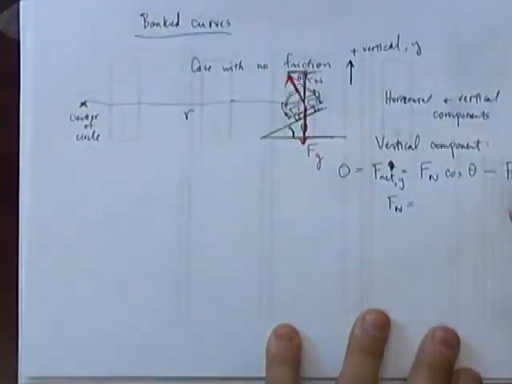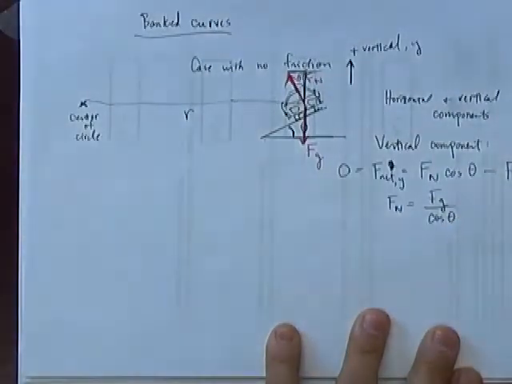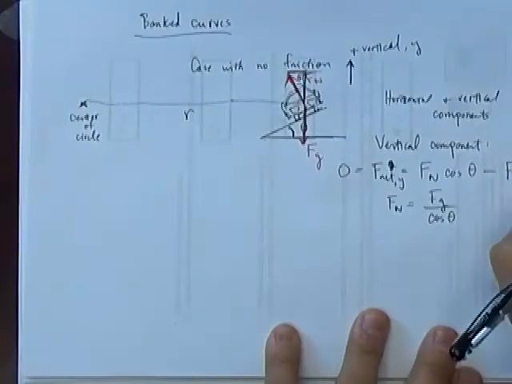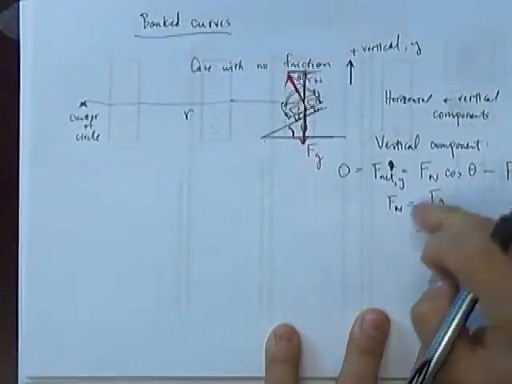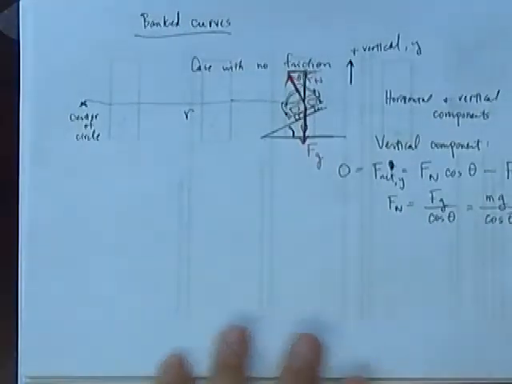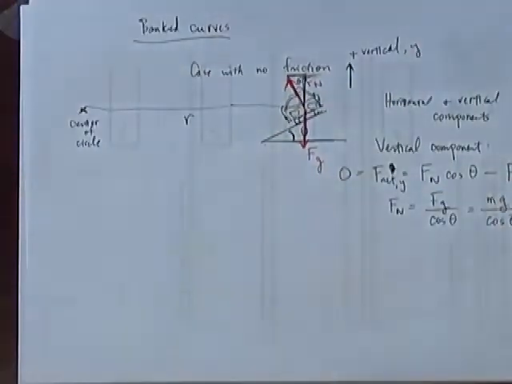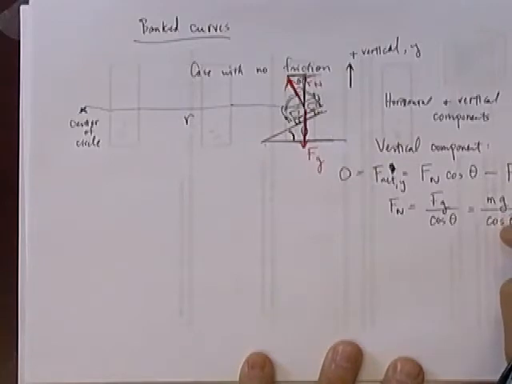Bring this to the other side, we have Fn cosine theta is equal to Fg, and then divide by cosine theta to get Fn is equal to Fg over cosine theta. Now we know that the force of gravity is just m times g, so this is m times g divided by cosine theta. I should mention that this normal force can be bigger than the actual weight of the car, and in fact it usually is, because you have cosine of theta in the denominator here.